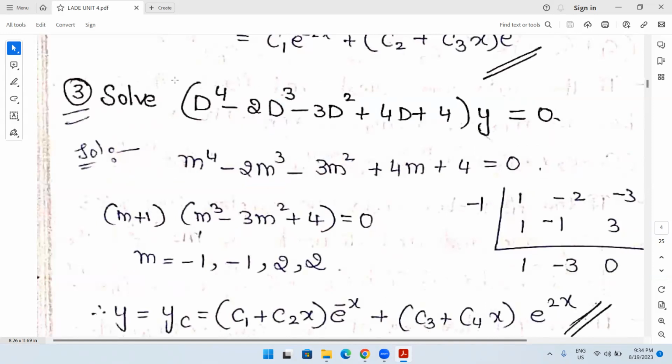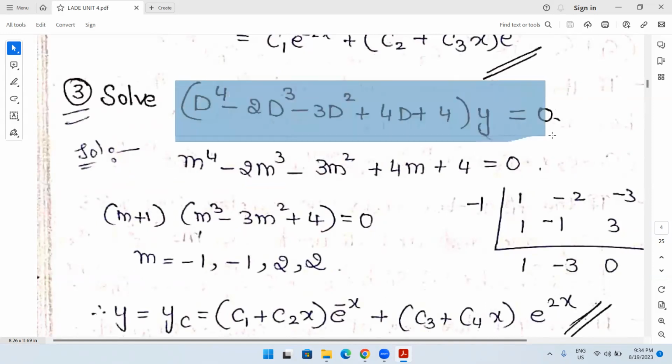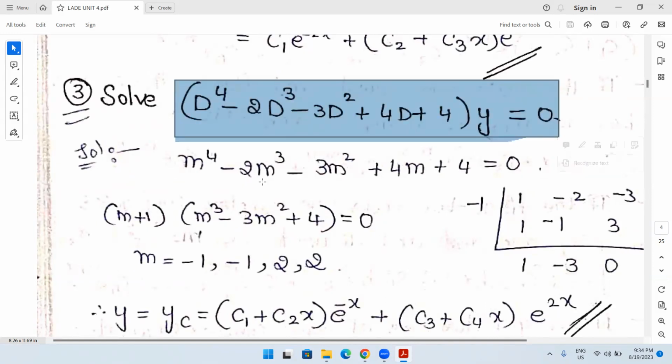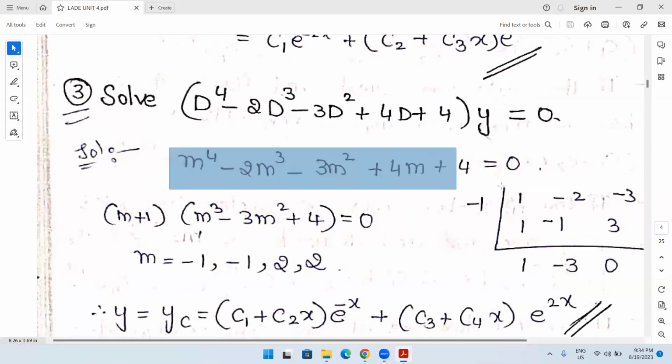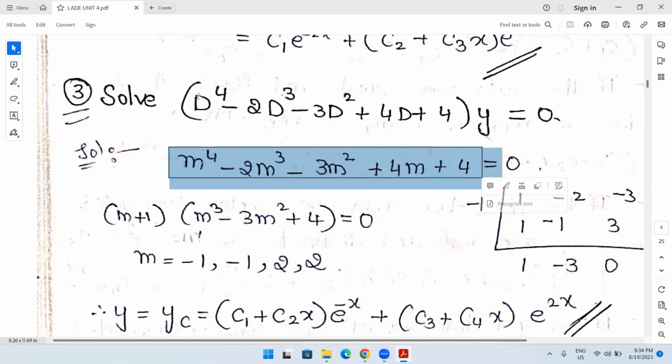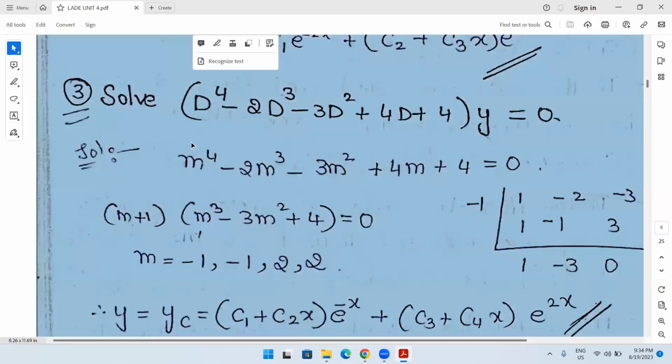The third problem is given by, so see here, it is already in the operator D form. Maximum in the exam also you get operator D form only. Rare cases you get it in the d square by dx square form. It's already in the operator D form, and directly we move to the second step. What is the second step? Writing the auxiliary equation. How do you write the auxiliary equation? Just in the place of D, put m. So what do you get?